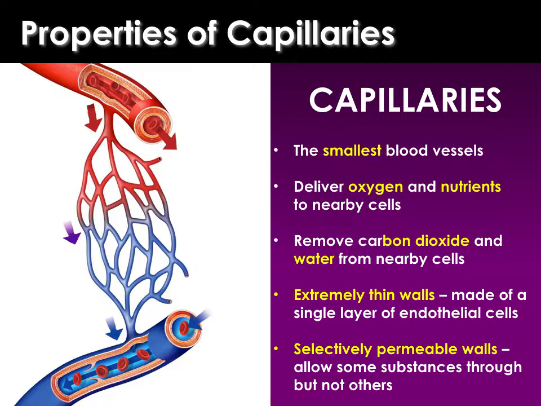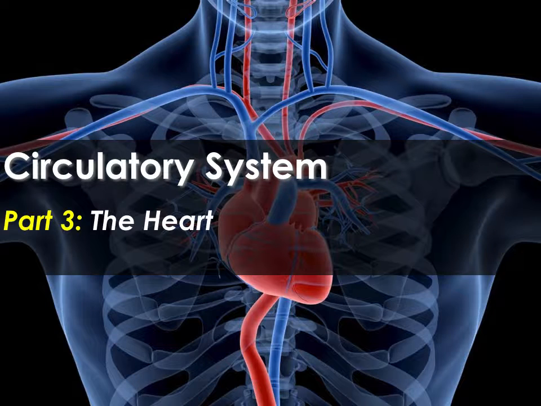Capillaries are the smallest of blood vessels. They deliver oxygen and nutrients and also remove waste from cells. Thin walls allow for that to happen. And those walls are actually selectively permeable, which means that some substances can pass through, but not all. And that's typically determined by size.